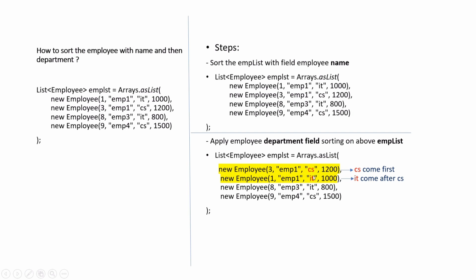Why swap? Because sorting gets applied on the basis of ASCII value for string characters, and C has a lesser ASCII value as compared to I. Employee ID 3 belongs to the CS department, and employee ID 1 belongs to the IT department. So C comes first, since C has a lesser ASCII value as compared to IT department, and IT comes later. So in the result we expect it like this only.